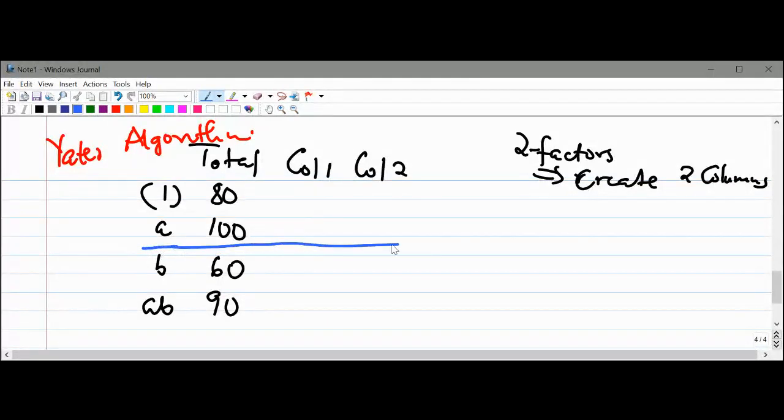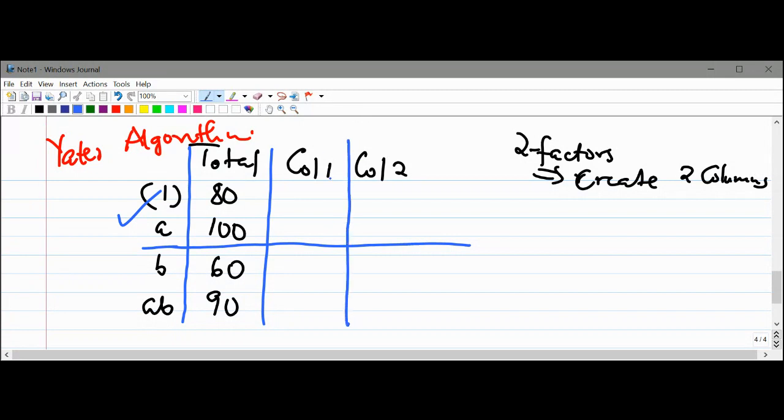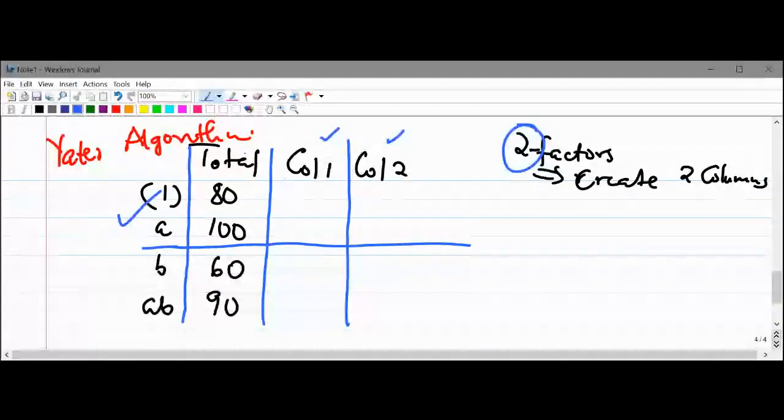The first thing obviously is to order the treatment combinations in ascending order. Then we add a column of totals. The third thing is to add extra columns according to the number of factors. For example, if we have 2 factors, we are going to add 2 extra columns, and for 3 factors, we are going to add 3 extra columns. Then we divide the treatment combinations into pairs.